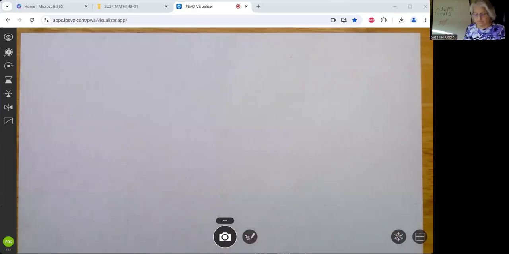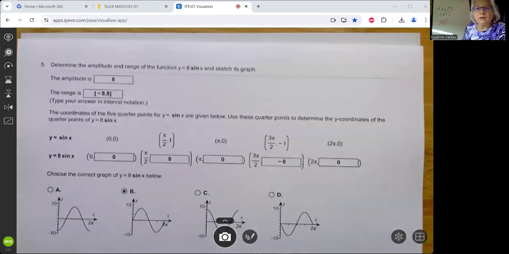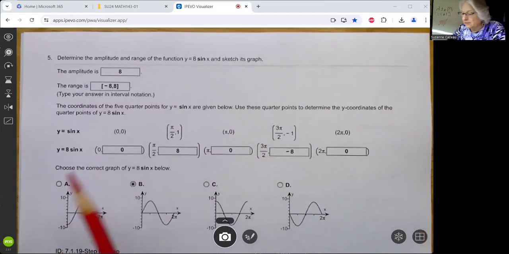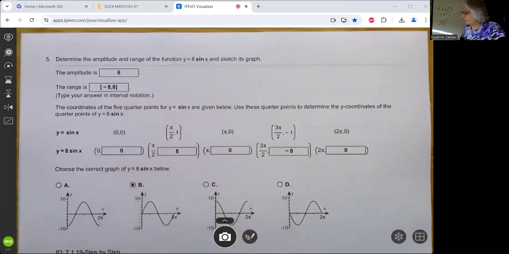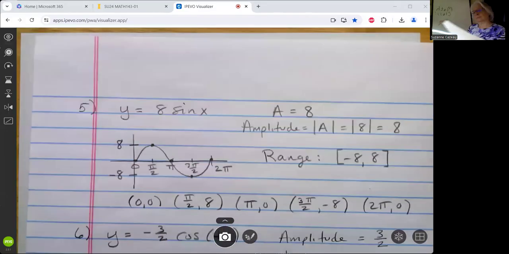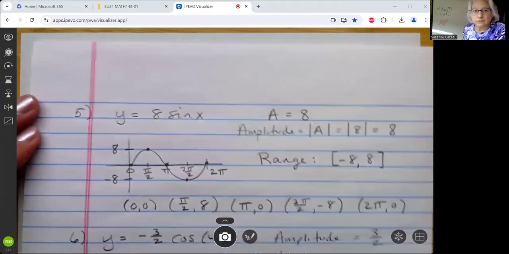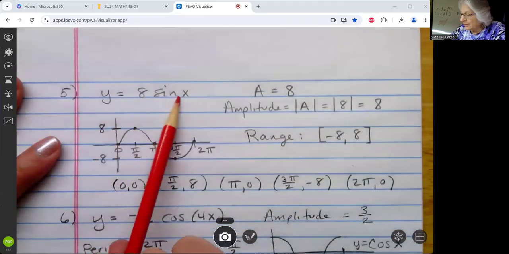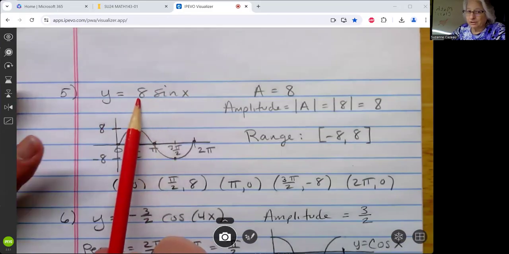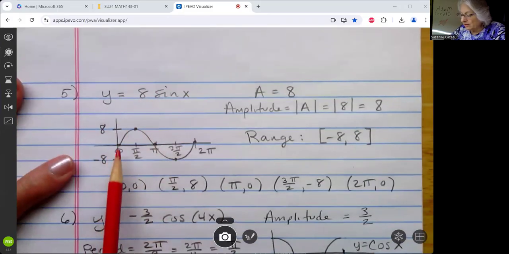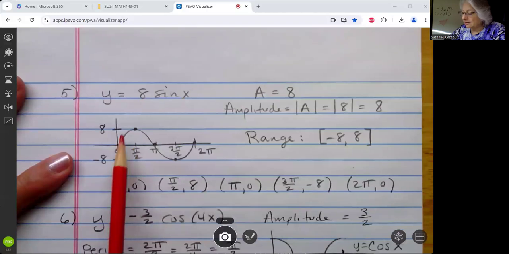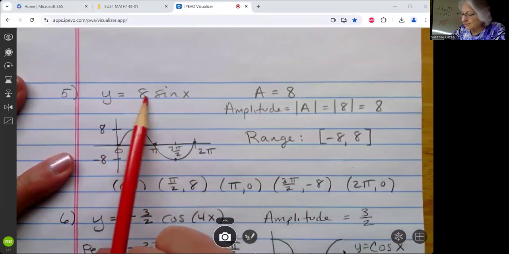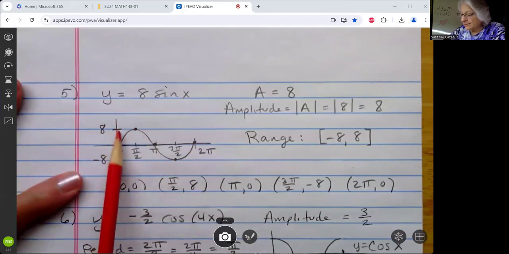Number 5. Number 5 says, determine the amplitude and range of the function y equals 8 sine x and sketch the graph. So here, y equals 8 sine x. So the only thing that's changing is the amplitude on this guy. You already know what the sine looks like. It looks like this curve. It's a positive sine x. Now, because of the 8, it's coming up to 8, and then it's going to come down to -8.